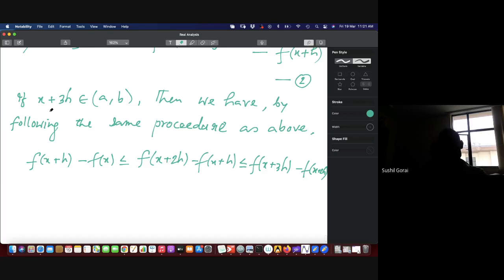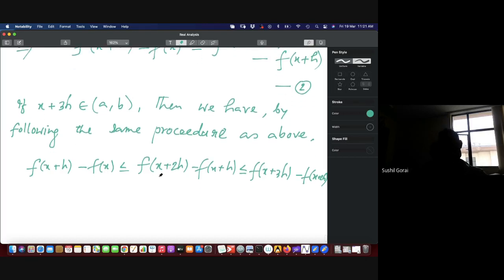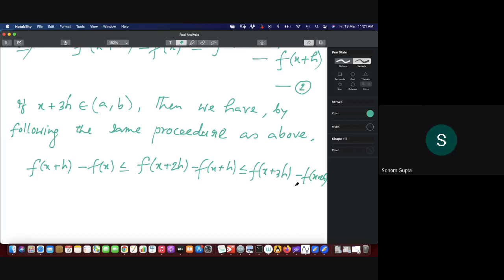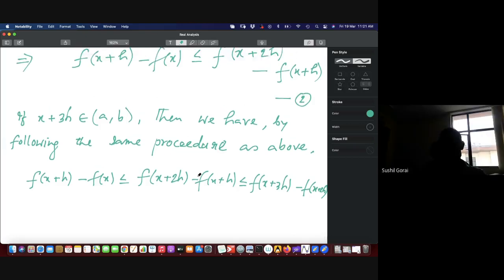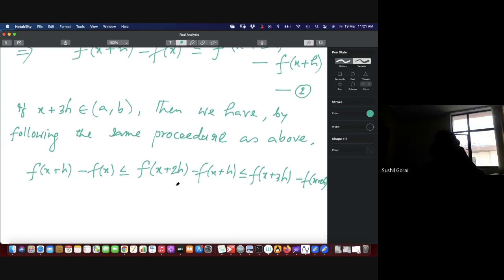So if x plus 3h is also there, then we can prove this one. Do you agree with this? Right, so x plus 2h will lie in the middle of x plus h and x plus 3h, and that will give you this one.